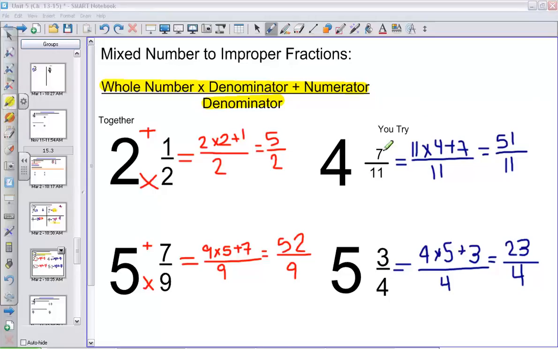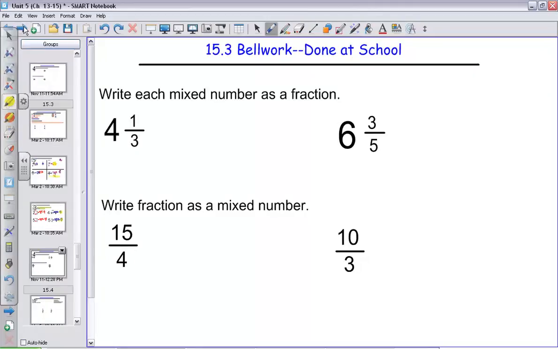Alright, let's see how we did here. 4 7/11 we should have turned into 51 over 11 as our improper fraction. You can see how I got that. 11 times 4 is 44 plus 7 is 51, and I keep my denominator. 5 3/4 as an improper fraction turns into 23 over 4. Again, I got that. I took 4 times 5 is 20 plus 3 gives me 23, and my denominator stays the same.